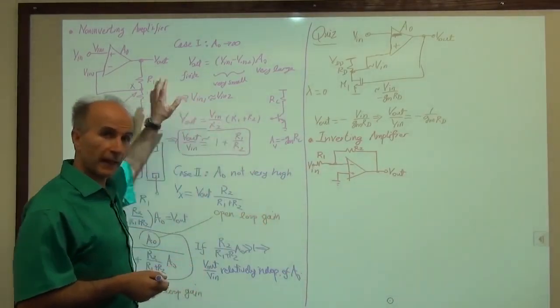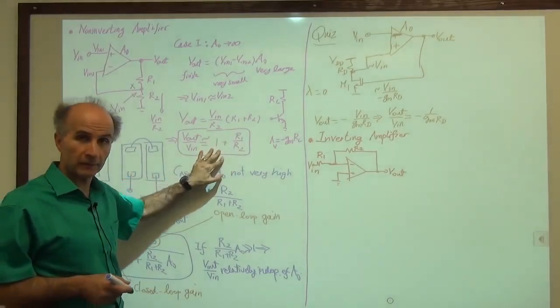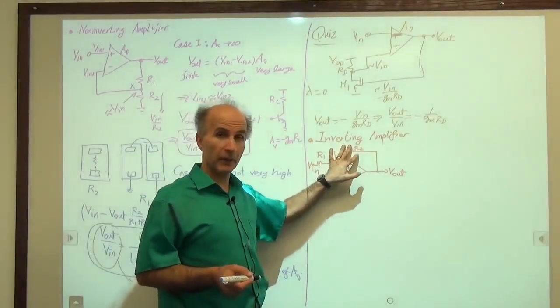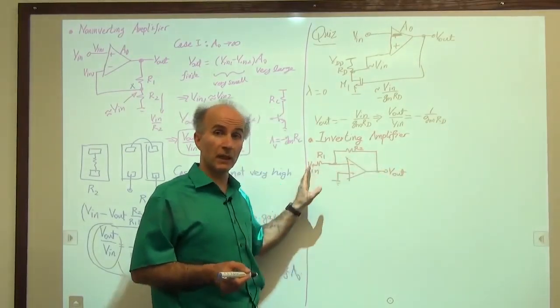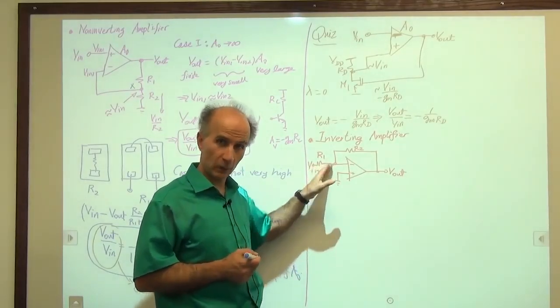By the way, we call this a non-inverting amplifier because the gain is positive, right? It doesn't invert. So as you might expect, this is called an inverting amplifier because V out over V in is negative. So the overall circuit inverts the signal. But we'll get there shortly.